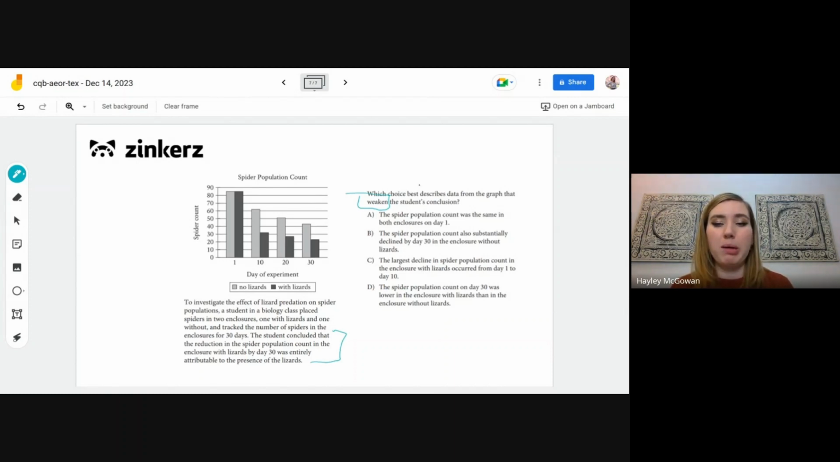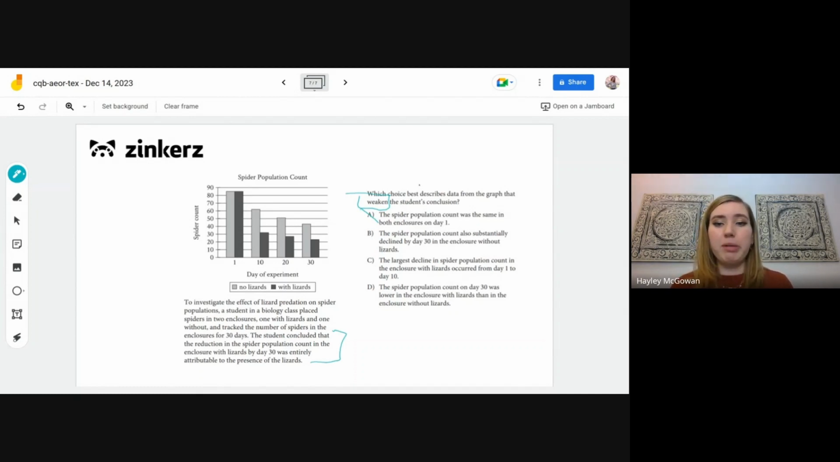So A, the spider population count was the same in both enclosures on day 1. Okay, that is true. However, it does not align with what the claim is. There's kind of two parts to these questions, both matching the graph or table and then also matching the claim. So in this case, it is accurate to the graph, but it is not accurate to the claim.